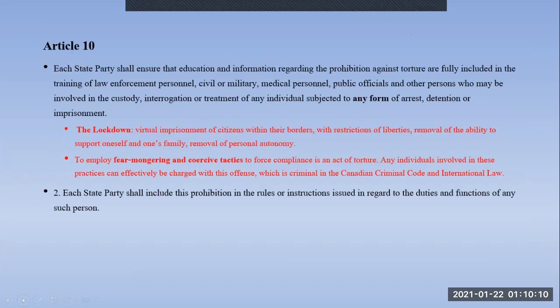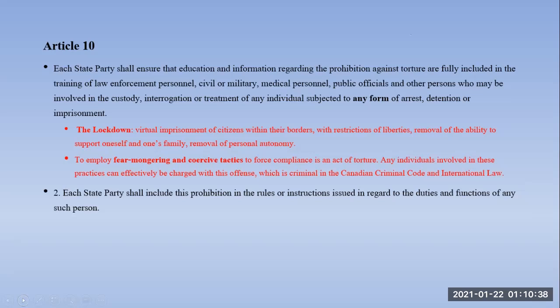Article 10 states that each state party shall ensure that education and information regarding the prohibition against torture are fully included in the training of law enforcement personnel, civil or military, medical personnel, public officials, and other persons who may be involved in the custody, interrogation, or treatment of any individual subjected to any form of arrest, detention, or imprisonment.